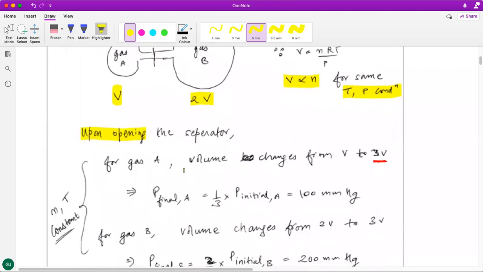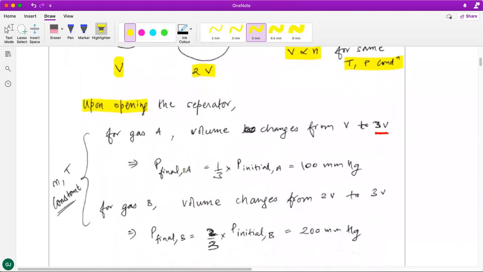As I told you in the class also, we deal with these questions in a manner that we take one gas at a time, because one gas does not affect the other gas, right? So we took, say for example, gas A. What will happen for gas A? Number of moles and temperature are going to be constant as it diffuses throughout the vessel. So pressure and volume for the gas are going to change. The volume is going to go from V to 3V, and as a result, the pressure is going to become 1/3 of the original value.